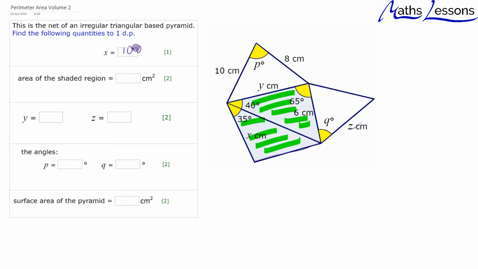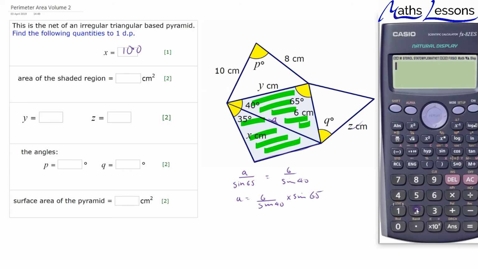We want to find the area of the shaded region, so we need to find this side here. So I'm going to call this side A. And I'm going to use this angle and this angle. So I'm going to use the sine rule. So we know that A over sine of 65 will equal 6 over sine of 40. So A will equal 6 over sine of 40 times sine of 65. So we'll just grab our calculator because we can't do that in our head very easily.